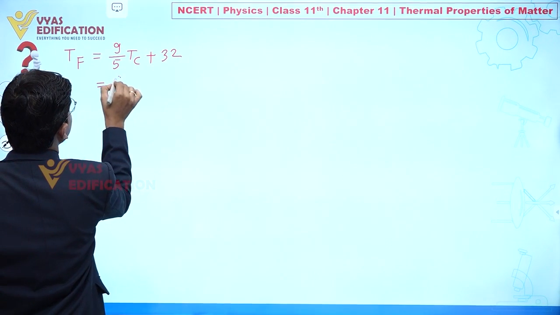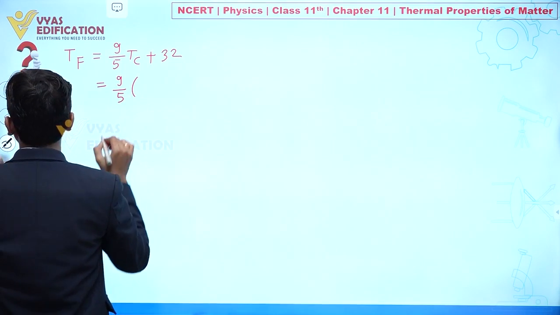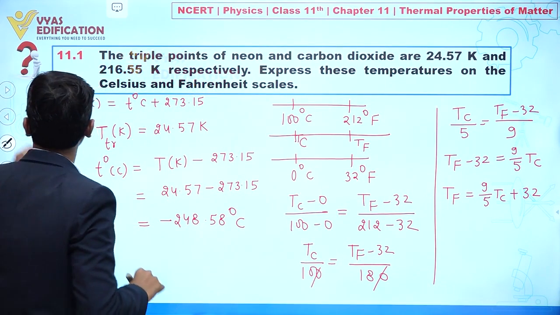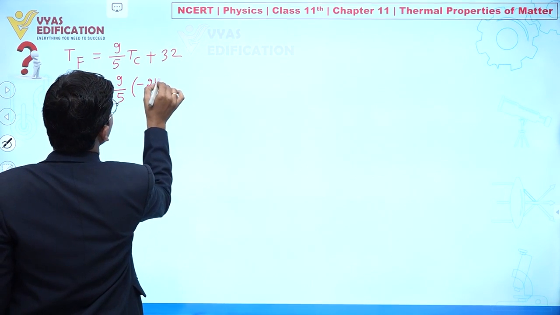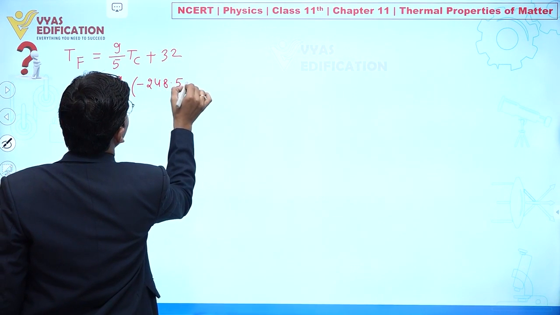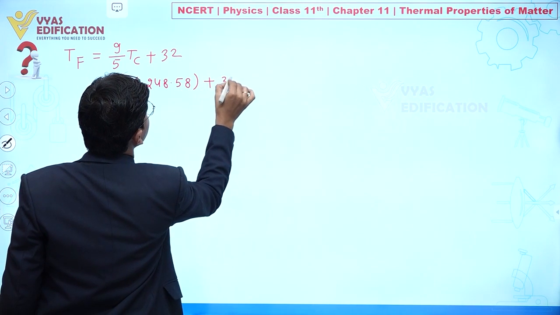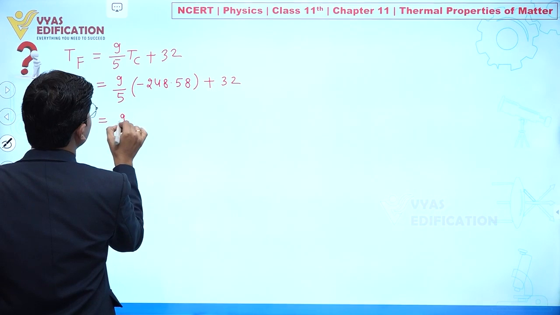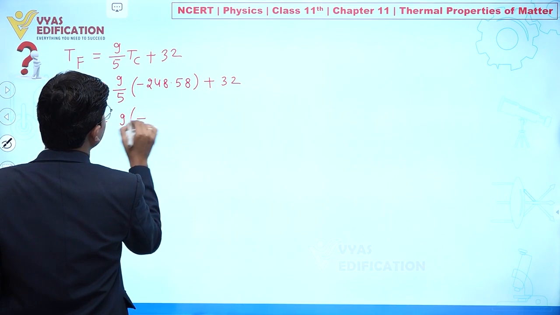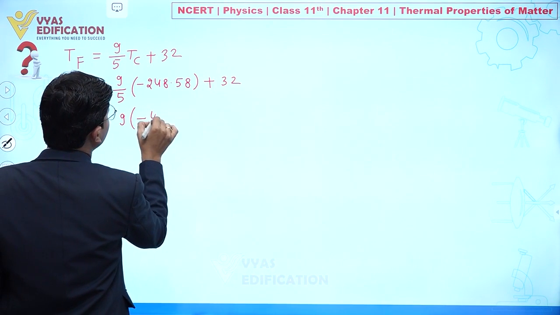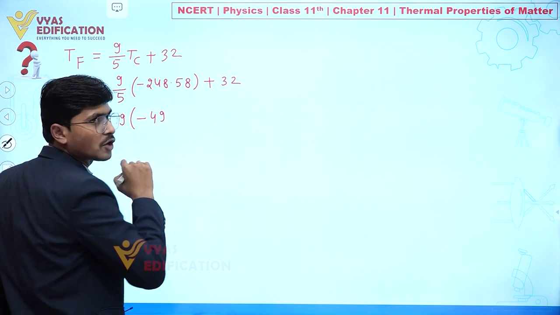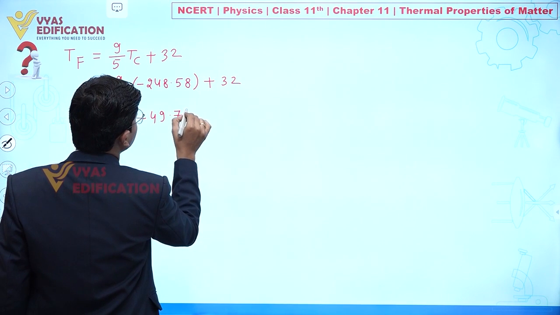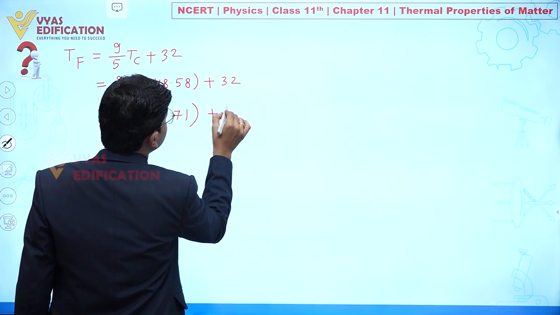Now from here you can see for neon, the value of temperature in degrees Celsius is given to you as minus 248.58. Clear? So minus 248.58 times 9/5 plus 32. Clear? If you cancel it, 5 4s are 20, 5 9s are 45, we have 3, 5 7s are 35, clear, and let's suppose this is 5 times 1 5 plus 32.